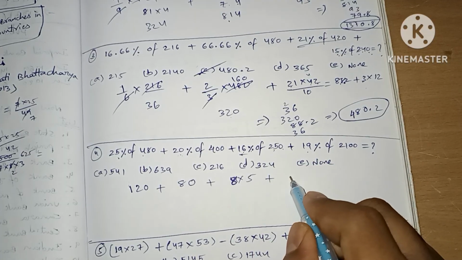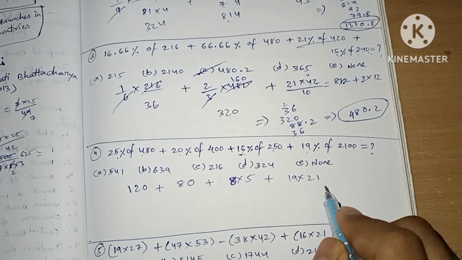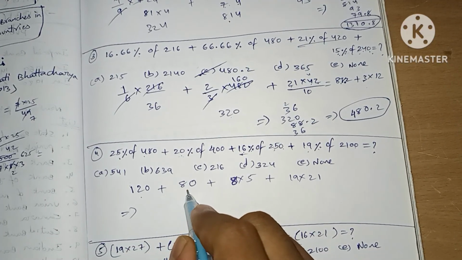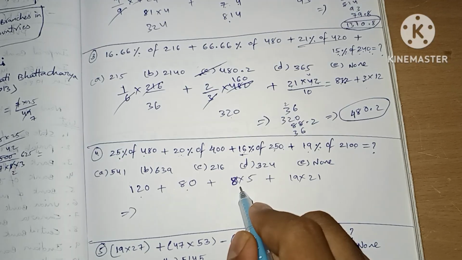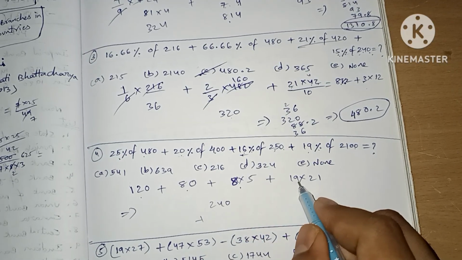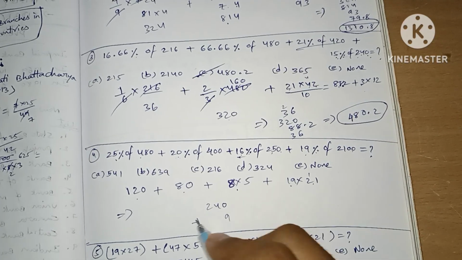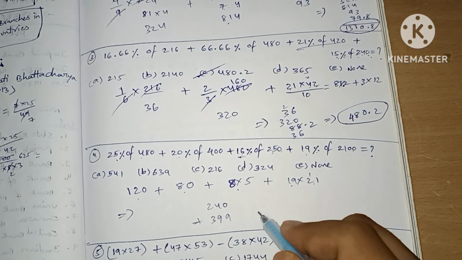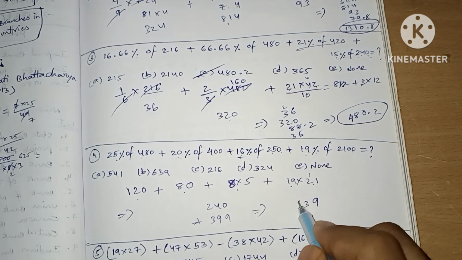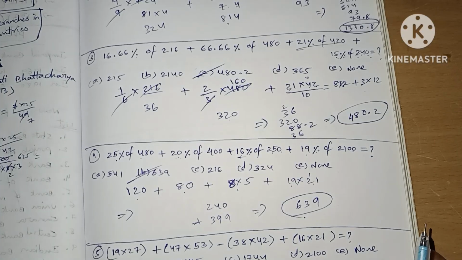Here we have 19 percentage and the double zeros cancel. We have 21. So totally we have 120 plus 80 will be 200. 200 plus 40, 240, plus 19. 19 × 2 is 38, 39. So totally we have 9, 3, 6, 39 is our answer. Option B is our answer.